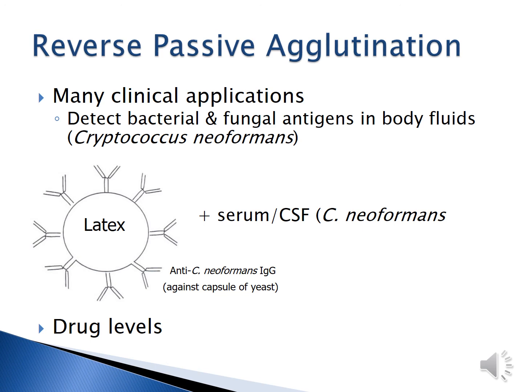One of the main reasons why we would use reverse passive agglutination is to detect bacterial or fungal antigens within body fluids. Cryptococcus neoformans, for example, in CSF, we'll use reverse passive agglutination. So we'll have antibodies that are specific for crypto, and then we'll put them on the latex particle, and then we'll mix the CSF and the latex bead covered in antibodies specific for crypto, and then obviously if it agglutinates, then this would be a positive test and the patient would be positive for Cryptococcus neoformans.